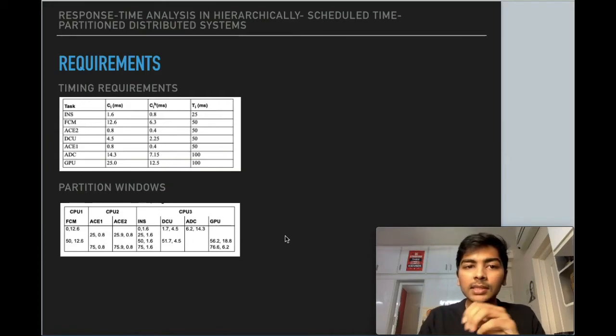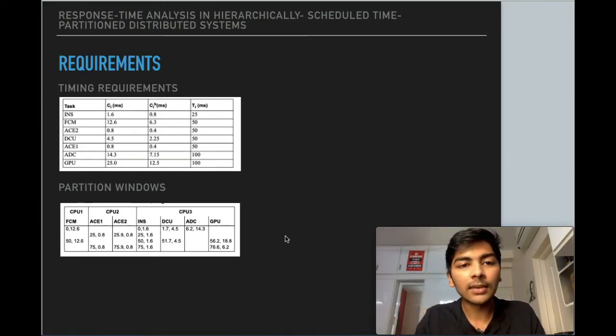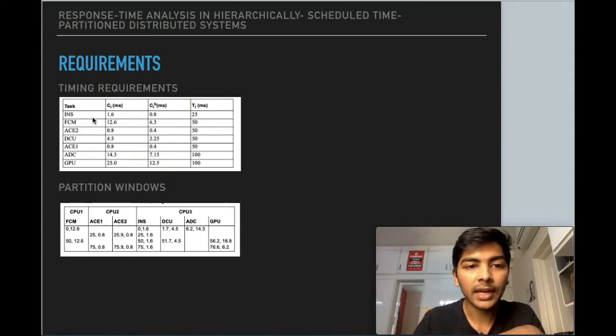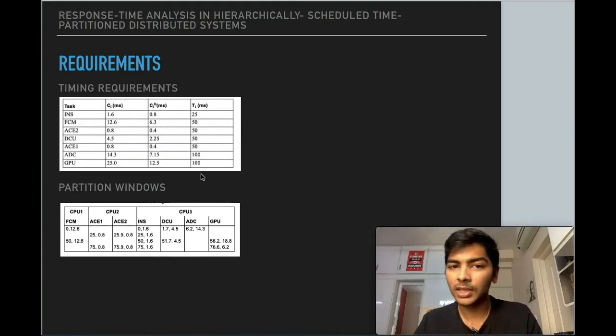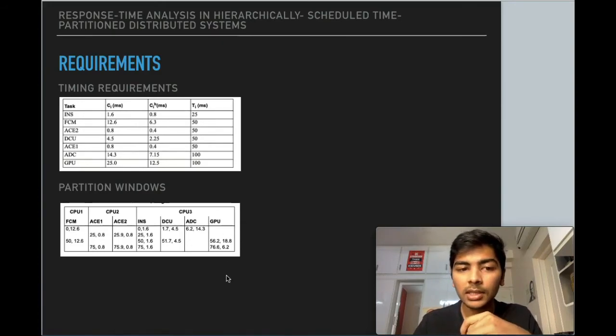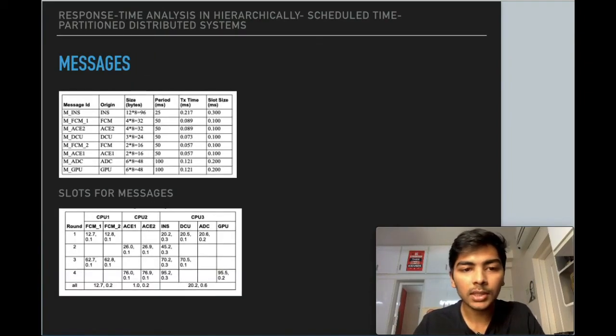And for the requirements, there are particular timing requirements for each and every component. As mentioned by my colleagues earlier, these timing requirements are then partitioned into windows. If you see here, we have INS, FCM, and all of these have some timing requirements. All these variables have been explained earlier. Then for the partition windows, we have CPU1, CPU2, and CPU3, three different partitions. Each partition will have its own components.